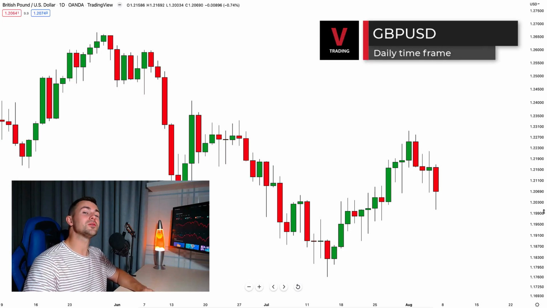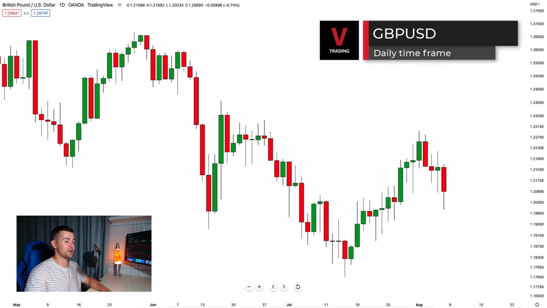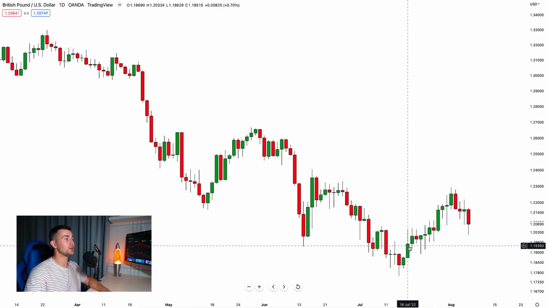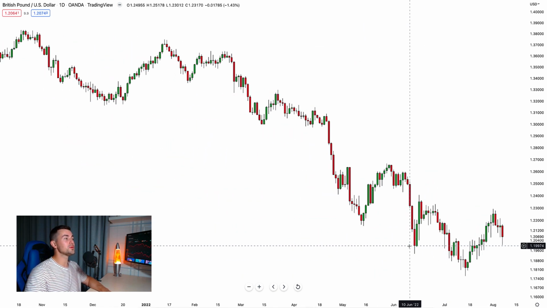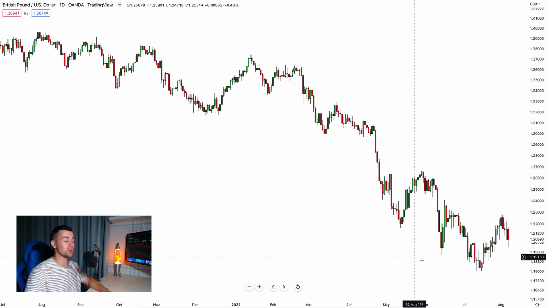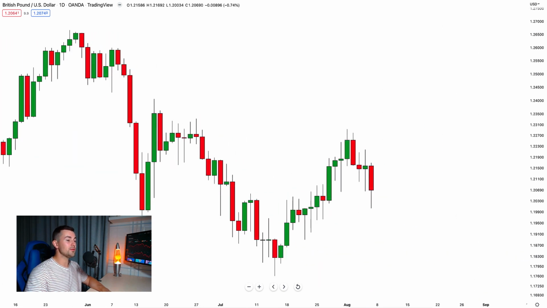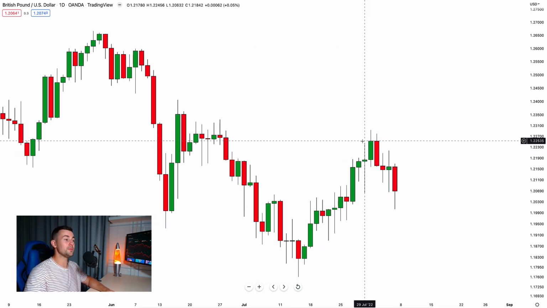Right, traders, I want to start our analysis with the pound dollar pair. We are on a daily time frame, and first of all, let's analyze the global market trend. Zooming out the chart, I want you to realize that we are trading in a global bearish trend. The market is falling, and even though from the middle of July the market is growing, I want you to realize that this bullish movement is just a correctional movement within a global bearish trend.